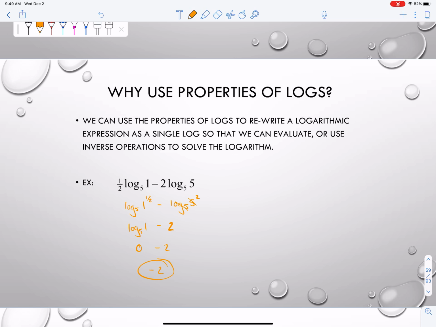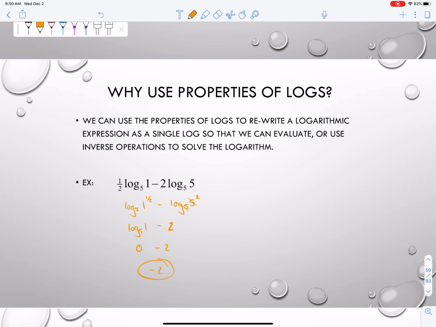Again, here I was able to use a bunch of different properties. This is not the only way I could have done this. I could have used the quotient rule, rewritten it, and I could have done some things like that to make this work as well. It's a matter of which way do I want to do it, which way is going to be simpler for the purpose of which I'm doing a particular process.